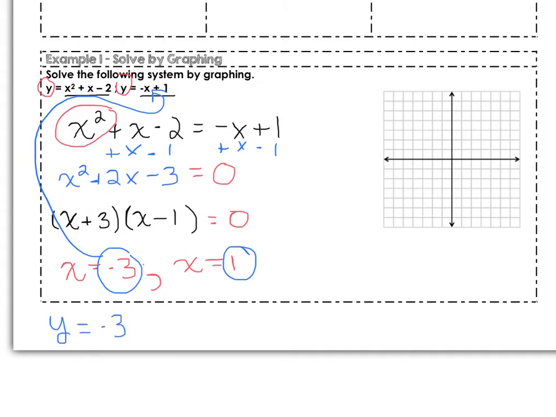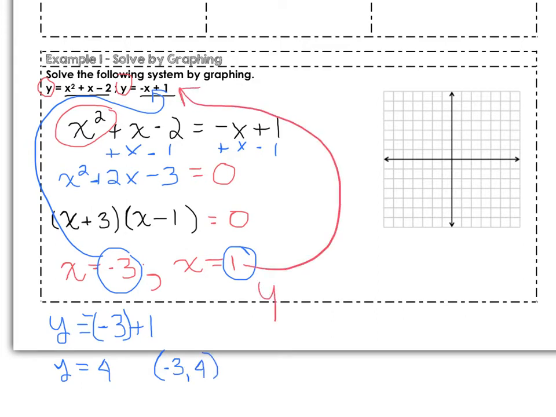So when I plug it into the linear equation for my first coordinate, I get a y value of, it was negative 3, so that becomes positive 3, which equals 4. So I intersect at the point negative 3, 4. When I plug in 1 to my linear equation, y is equal to negative 1 plus 1, which is 0. So we also intersect at 1, 0.